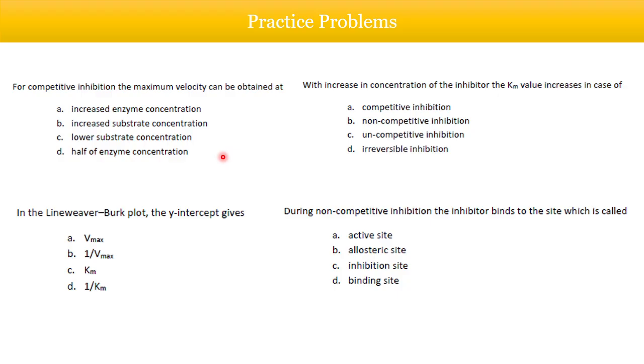Okay, so in non-competitive inhibition, what happens? The inhibitor binds to the allosteric site that is distinct from the active site. This causes a conformational change, reducing the catalytic activity and the specificity for the substrate to bind over there, and it lowers the Vmax, but the Km does not get affected. Yeah, so that's all.